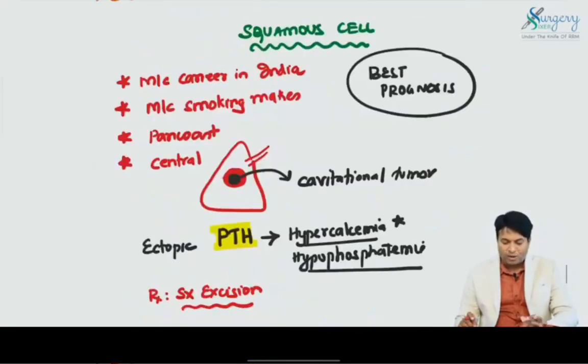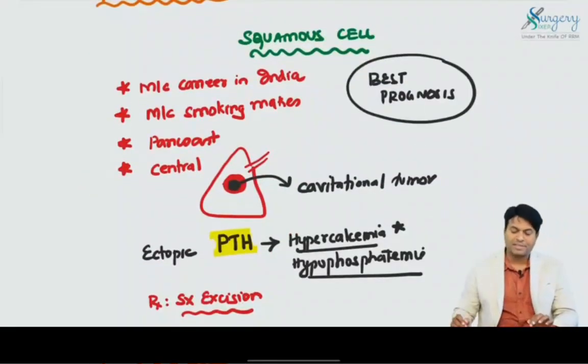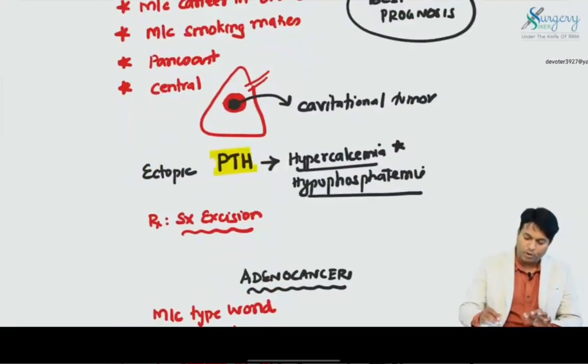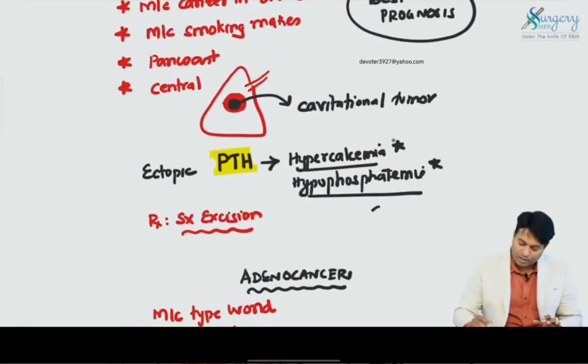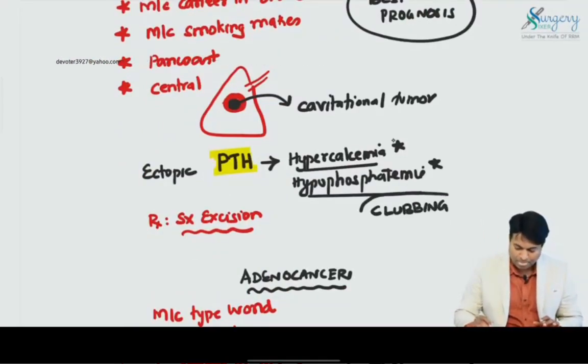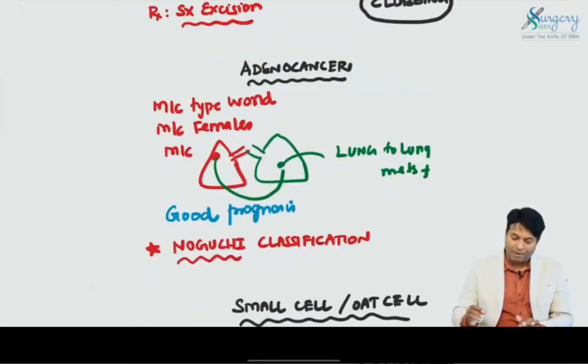Now let us go through the paraneoplastic syndromes one by one. In squamous cell cancer, what is the paraneoplastic syndrome? It produces ectopic parathyroid hormone, therefore it produces hypercalcemia, hypophosphatemia, and also produces clubbing. Please remember, clubbing is also a feature of squamous cell cancer. When you come to adenocarcinoma, what are the paraneoplastic syndromes?